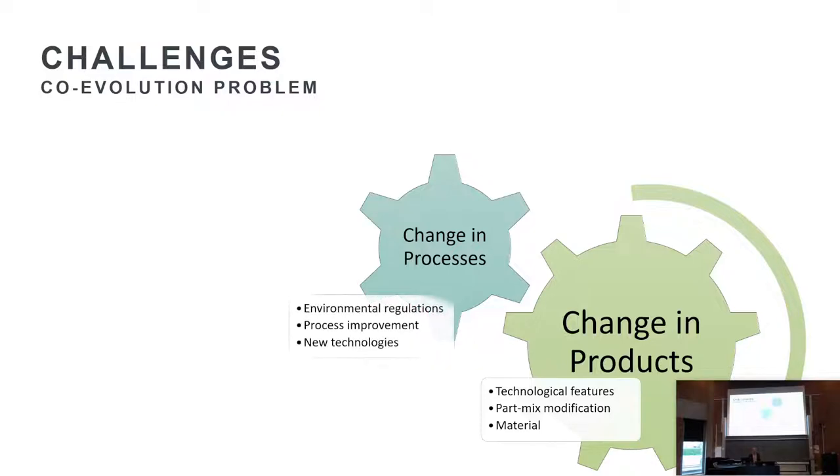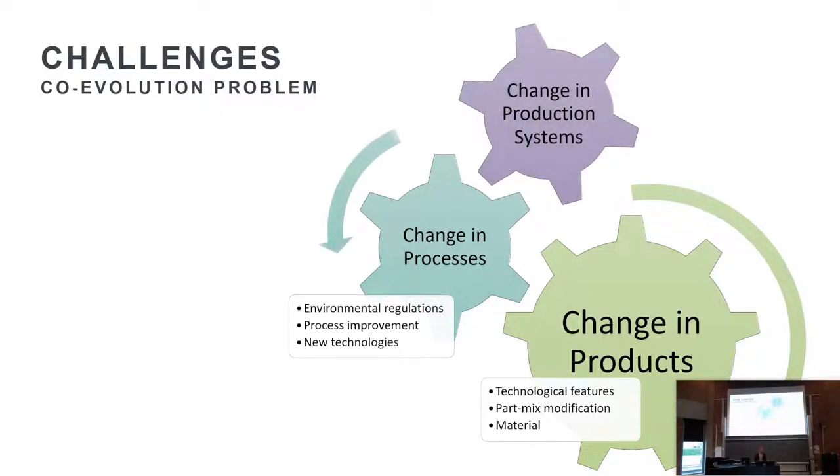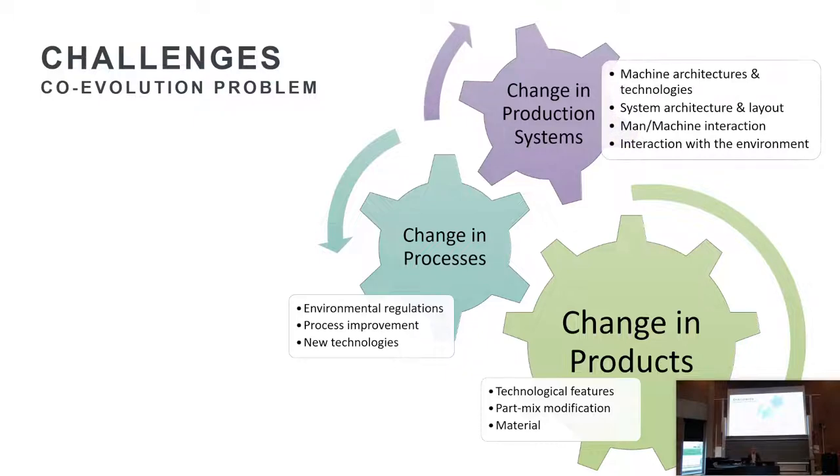When these are changing, we also have to consider our systems to handle these changes. This is called coordinated or concurrent evolution, or in other words, co-evolution. This doesn't, of course, have to be triggered just by products. It can be just a new technology or new regulation. So long story short, markets are evolving.